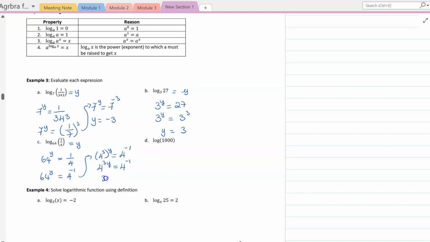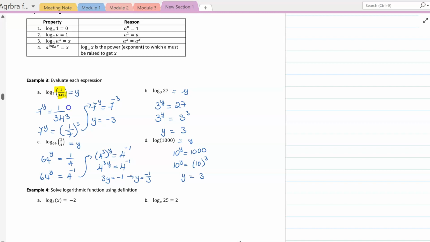So now 3y equal to negative 1. This means y equal negative 1/3. Since we didn't write what base it is, we automatically assume that it's base 10. So 10 to the y equal to 1000. So 10 to the y is equal to 10 to the third. Y equal 3.